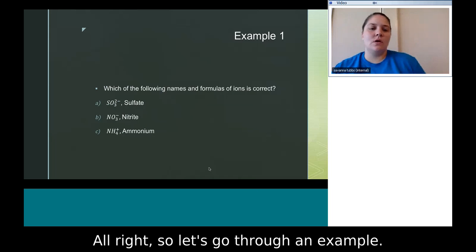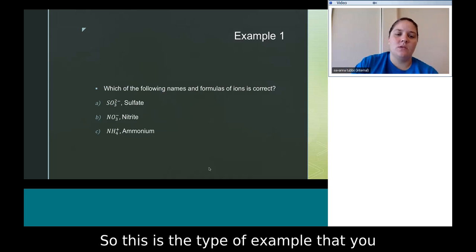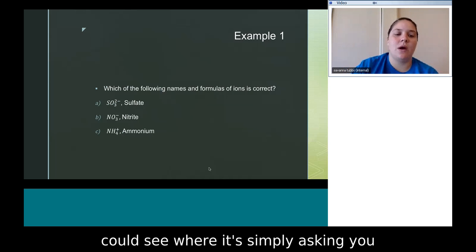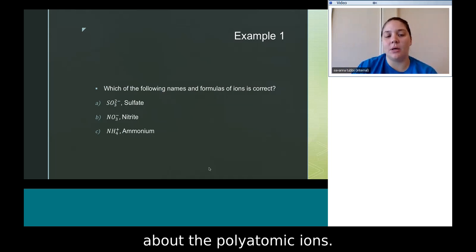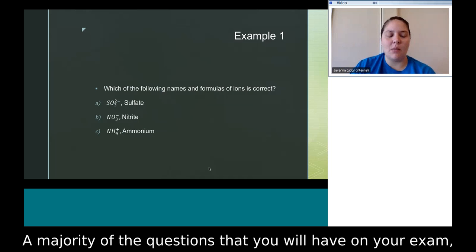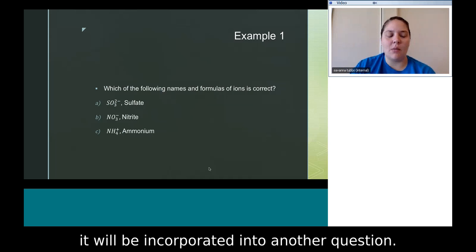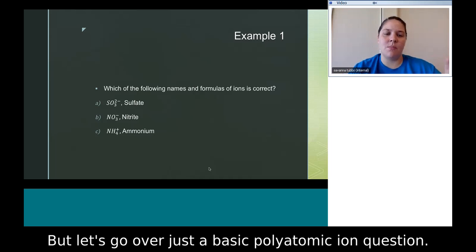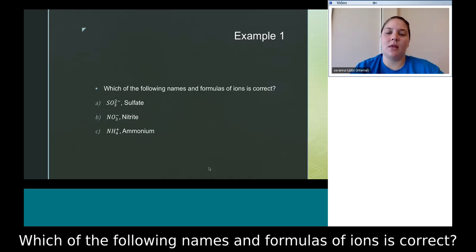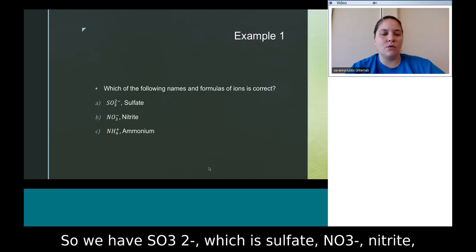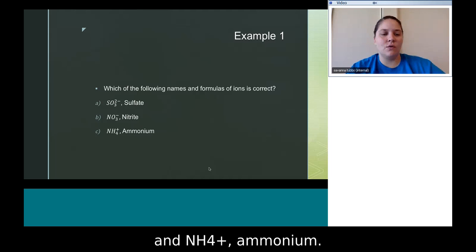All right, so let's go through an example. This is a type of example where it's simply asking you about the polyatomic ions. A majority of the questions on your exam will be incorporated into another question, but let's go over a basic polyatomic ion question. Which of the following names and formulas of ions is correct? We have SO3 2-, which is sulfate, NO3-, nitrite, and NH4+, ammonium.